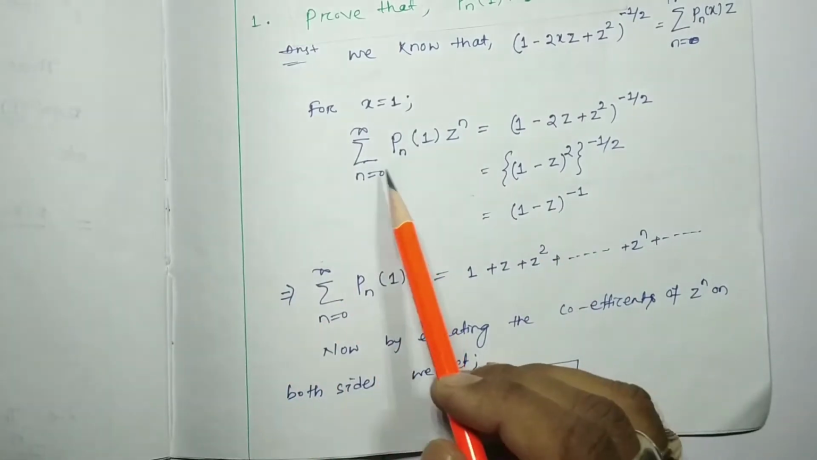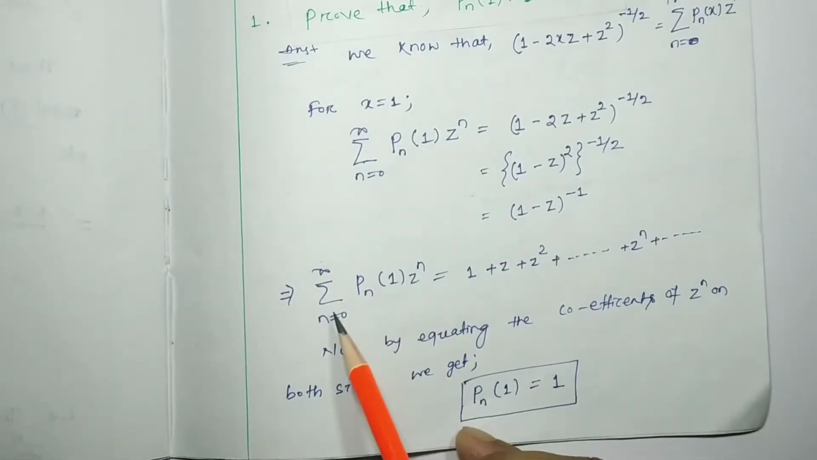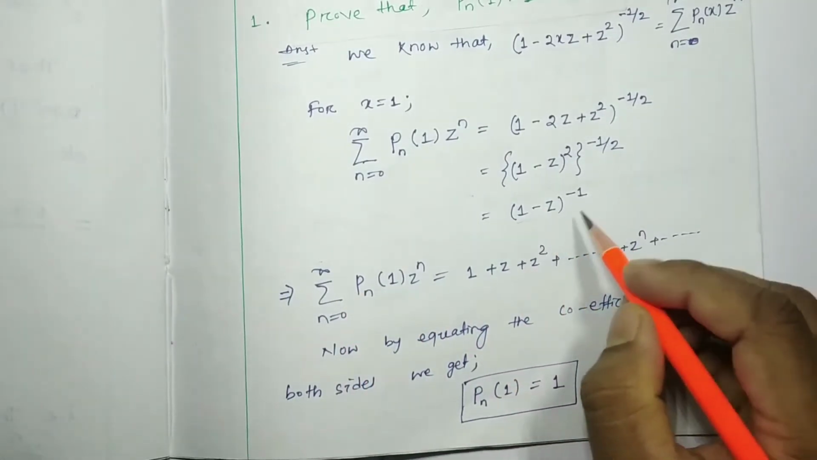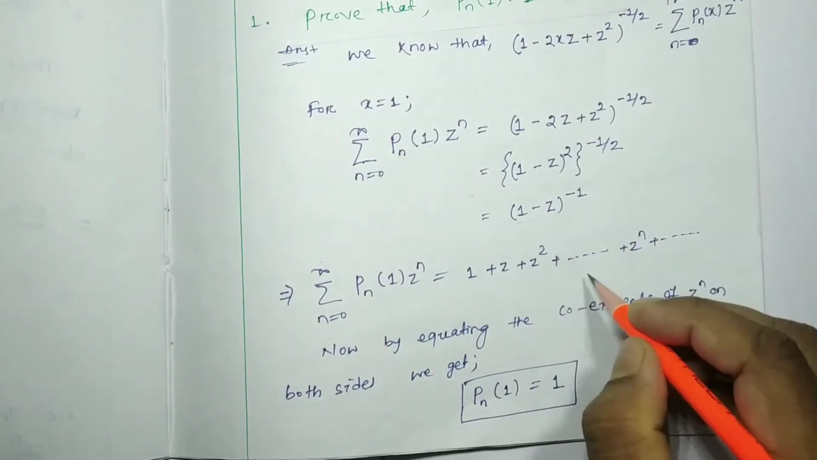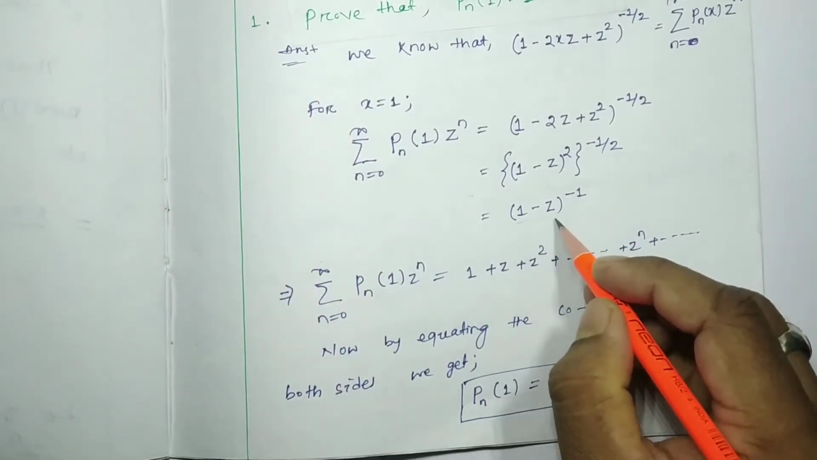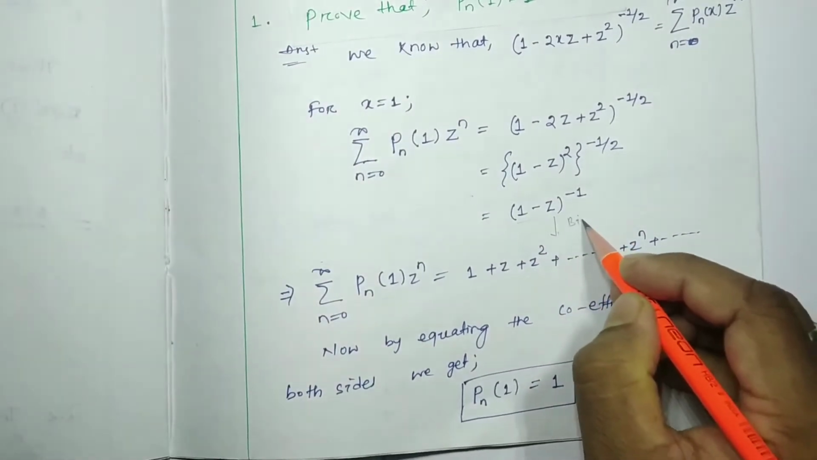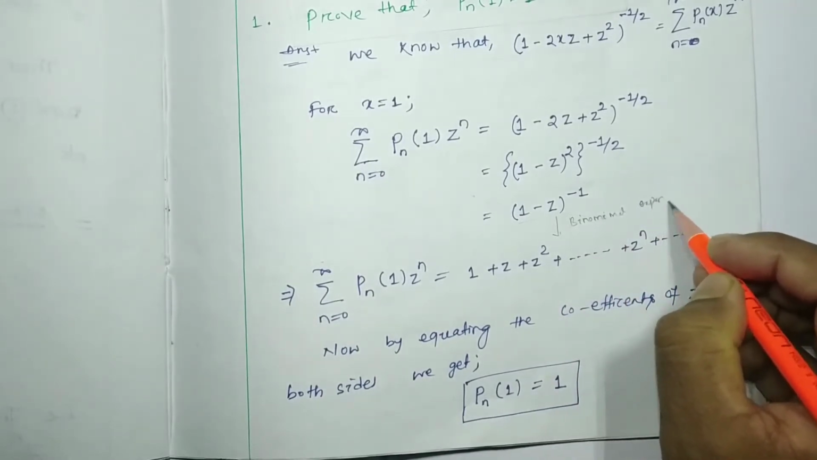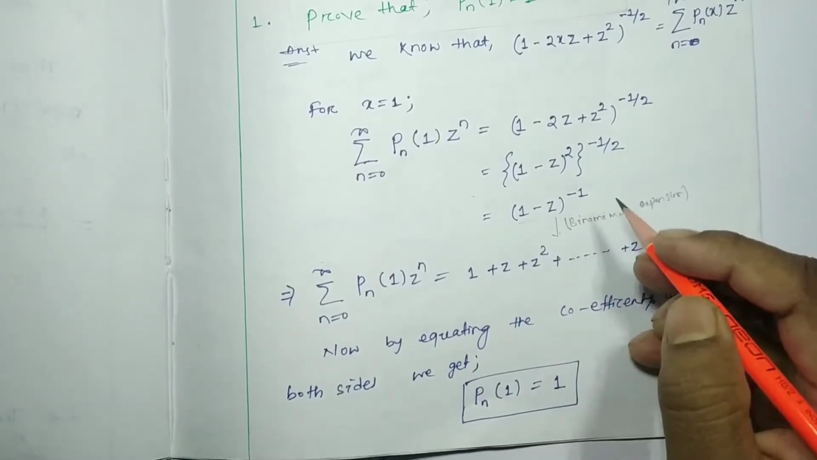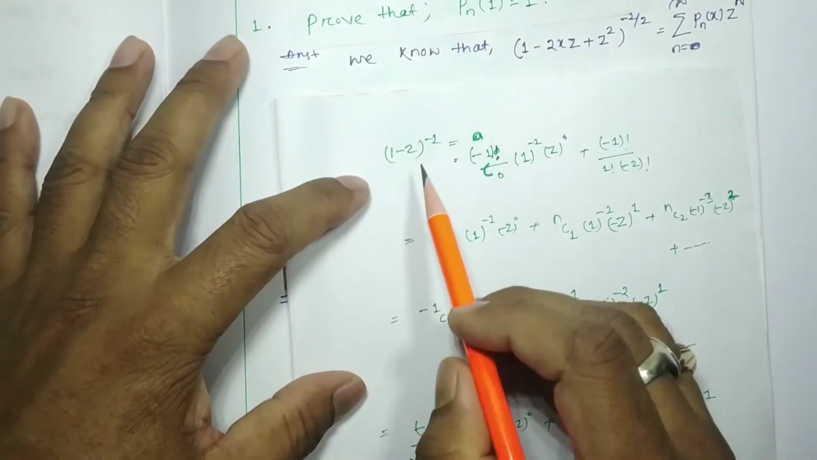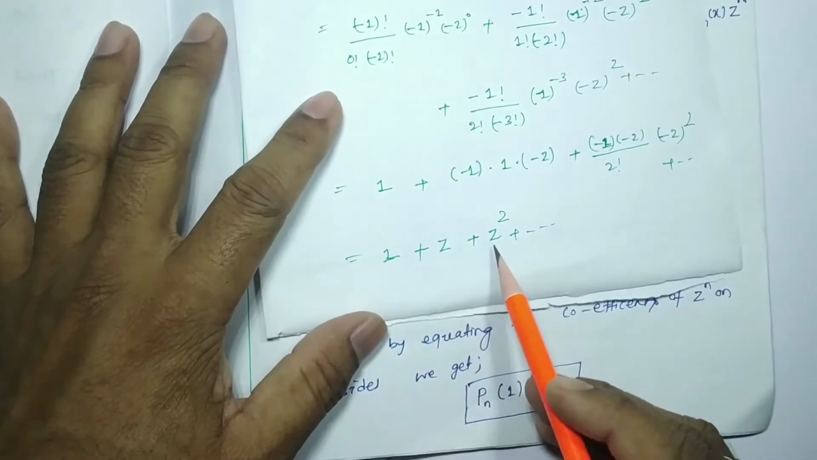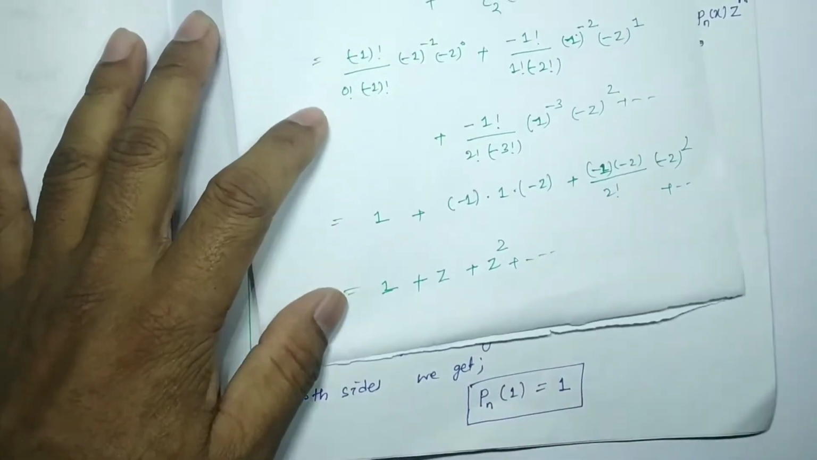So that implies the summation over n equals 0 to infinity of Pn(1) z to the power n equals this one, by binomial expansion. Do it in your rough; I am going to show you, it is simple. So (1 minus z) to the power minus 1 will be 1 plus z plus z square and so on. How, I am going to show you.